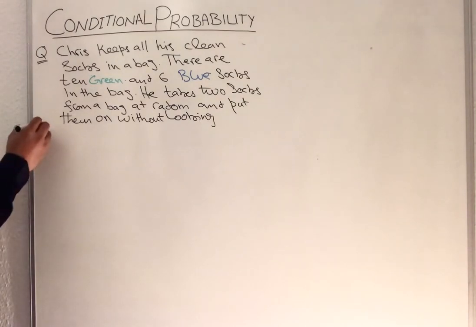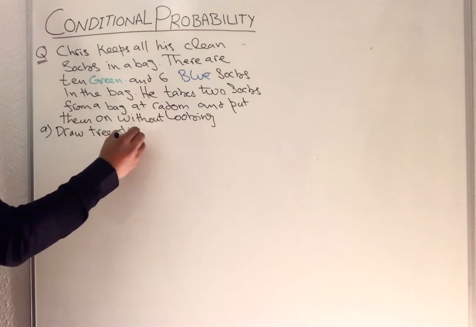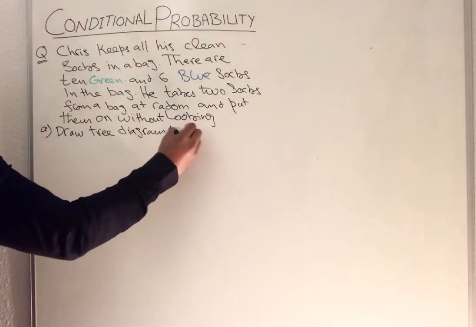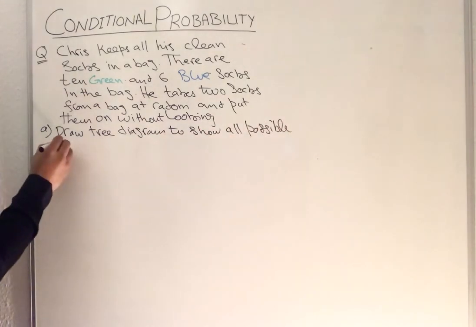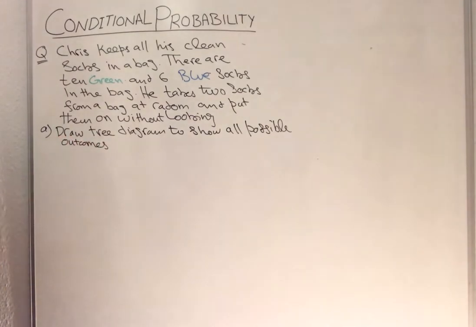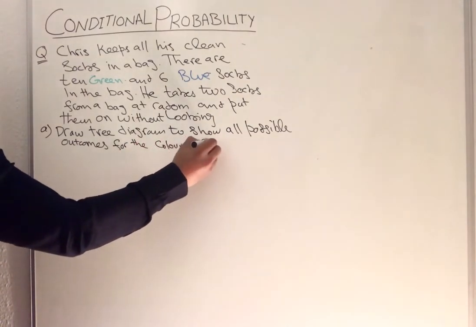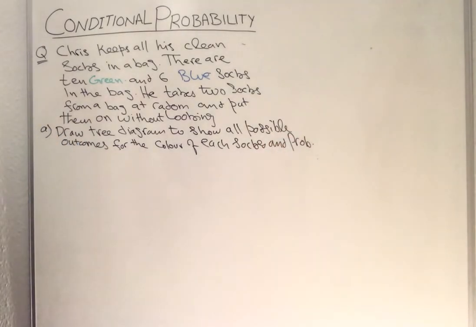So the question says the first thing is to draw a tree diagram, to show all the possible outcomes for the colors of each sock, and probabilities. Then use the tree diagram for the second part.